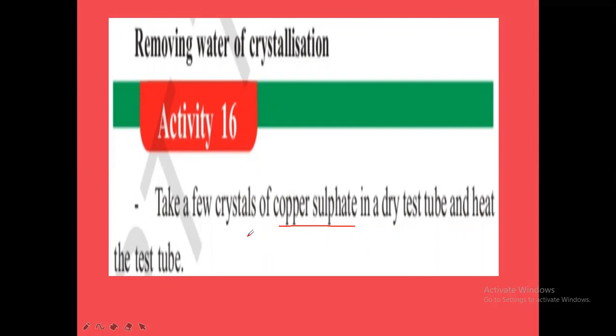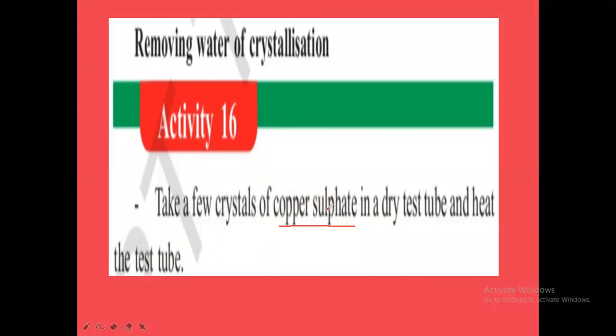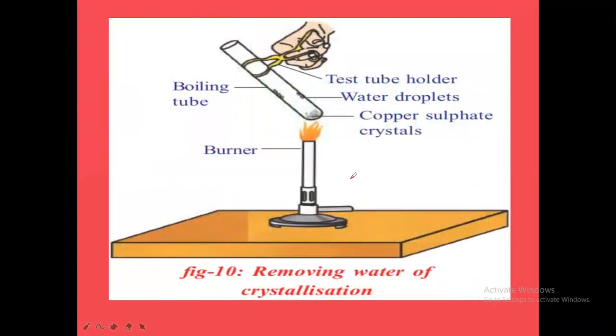Okay. Now first, what are we taking? Take a few crystals of copper sulfate in a dry test tube and heat the test tube. This copper sulfate 5H2O we are heating. On heating, what happens? 5H2O will be lost. In this test tube, what have we taken? Copper sulfate crystals we have taken.